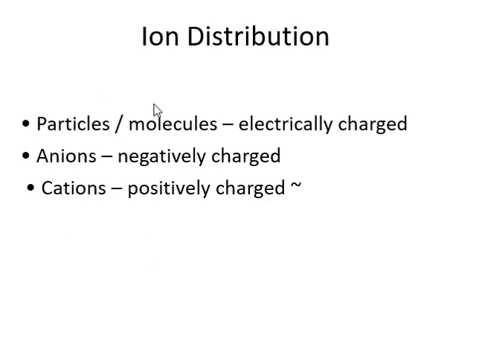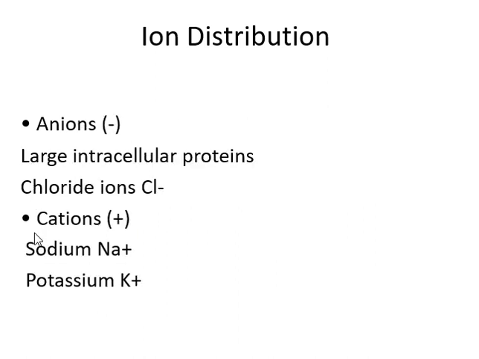And the next one is ion distribution. The ion distribution can be divided into two types. The first one is anions, which are negatively charged, and the second one is cations, which are positively charged ions. Anions: ions with a negative charge are called anions. Many normal substances exist in the body as ions. Common examples include sodium, potassium, calcium, chloride and bicarbonate ions.